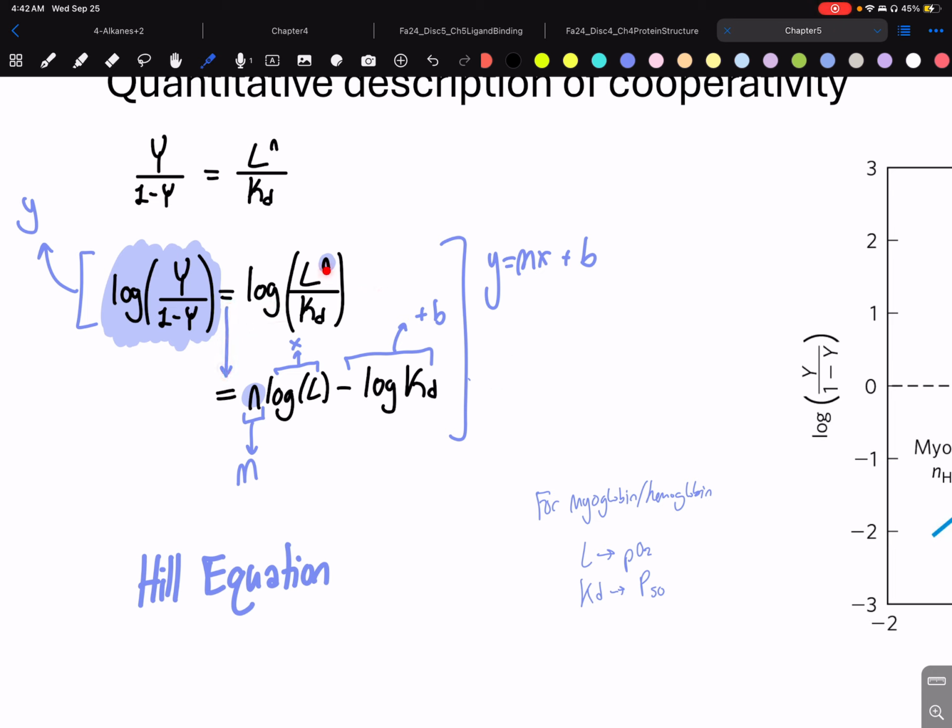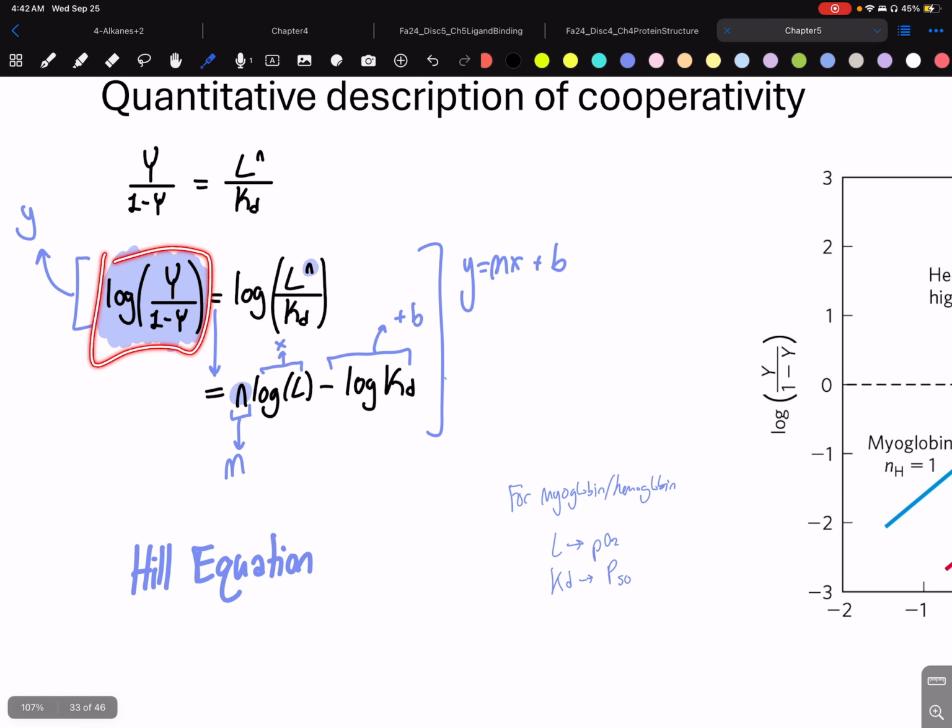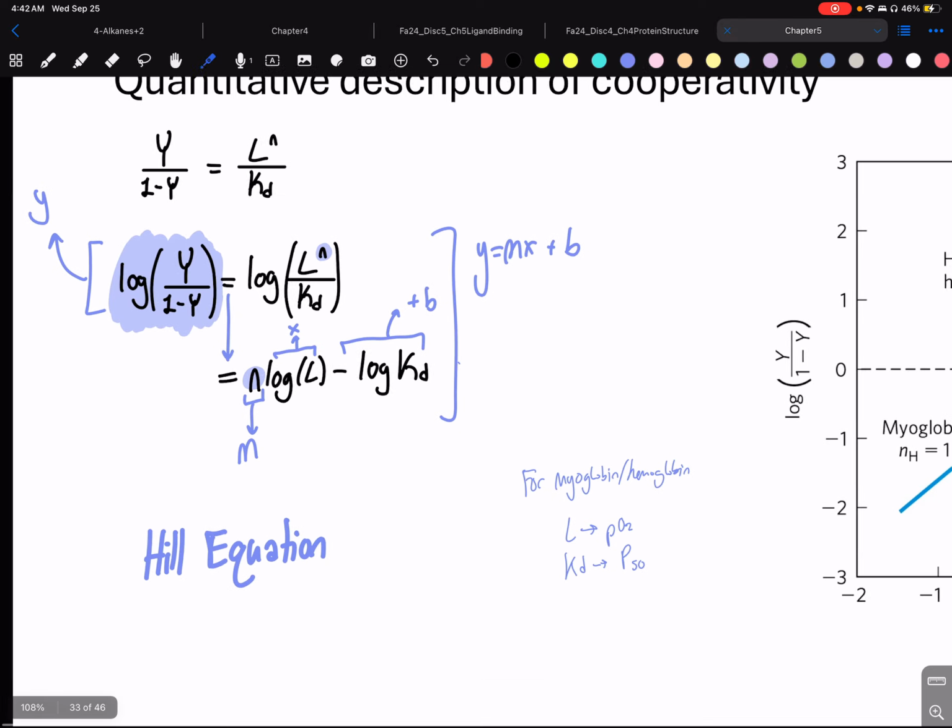And then from this equation to this equation, all you're doing is just rewriting the log as a function. So you bring your power to the front, and then because the log values are being divided, you can subtract the log of the denominator from the log of the numerator. So you can just take n times the log of the ligand concentration minus the log of the Kd value equals log of y over 1 minus y. And so this is your y, this is your m, this is your x, so these two are your slope, and then this is your plus b. So you get your y equals mx plus b.